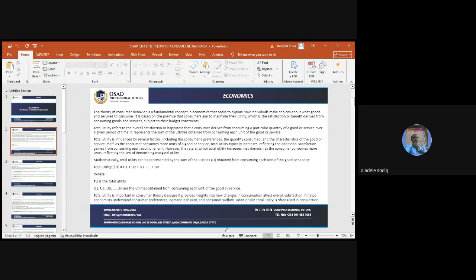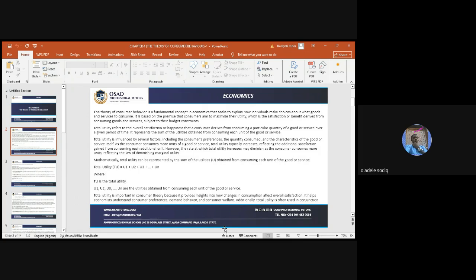So if you take one bottle of Coke, the satisfaction you will derive will reduce when you take another one again. So it will get to a point whereby you won't be able to take anything again. That is what we call additional satisfaction. We call it the law of diminishing marginal utility. That is, the more you take, the less your satisfaction will increase.